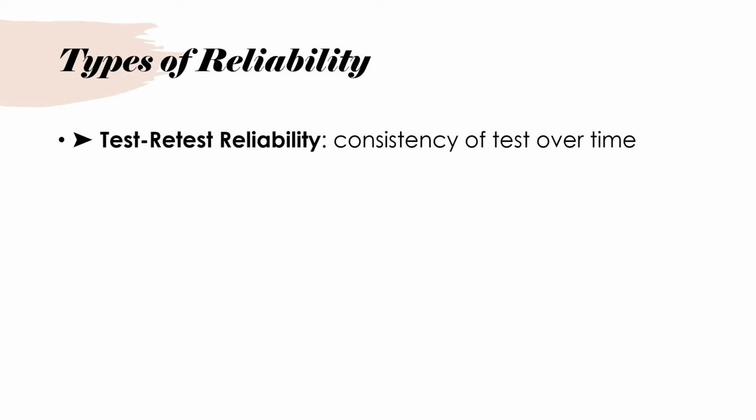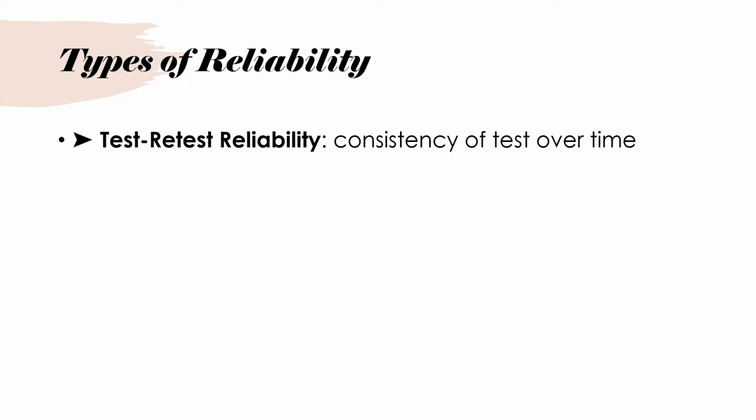There are several different types of reliability that you'll learn about. One is test-retest reliability, and this is the consistency of a test over time. In the reading that we had, it talked about test-retest reliability, but one thing that's really important is that if you're trying to establish test-retest reliability of a measure, you cannot have some sort of intervention in between the first time that you give the measure and the second time.